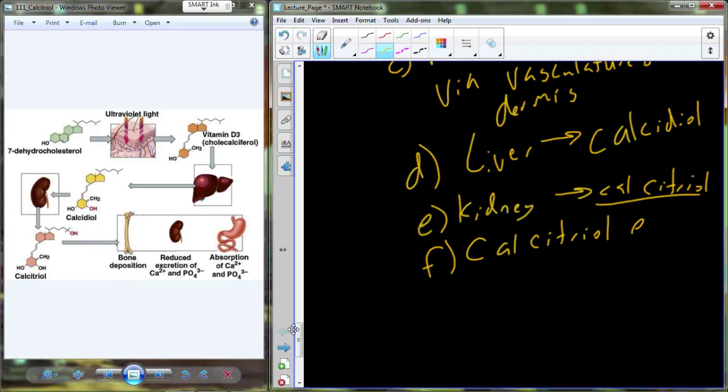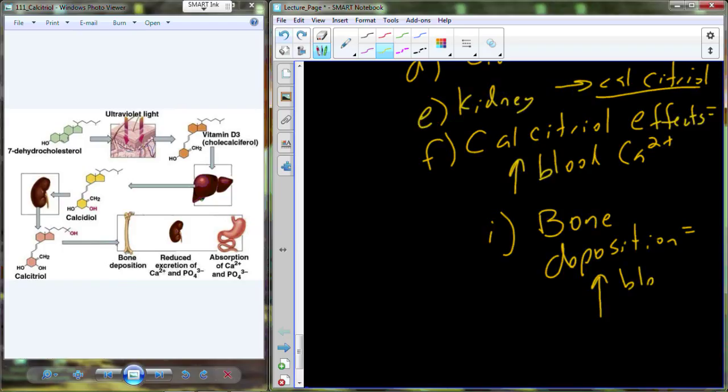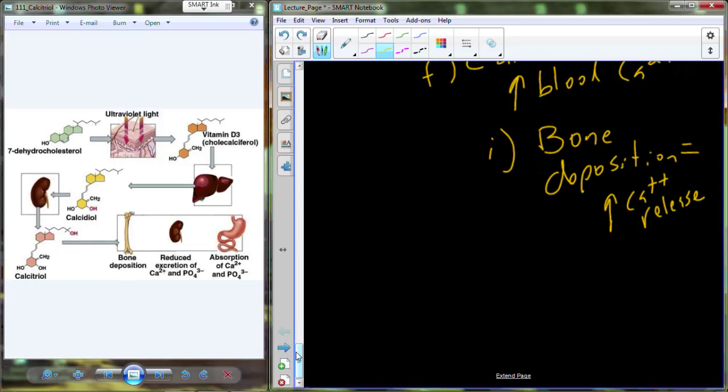So we generate calcitriol, and the effects of calcitriol, sort of the overall 300,000-foot view take-home message, is that calcitriol results in an increase in blood calcium. Now, the way that increased calcium is going to be achieved is because calcitriol affects the rates of bone deposition. So we're going to modify bone deposition. And really what's going to result here is an increase of calcium being released into the blood from the bone. So an increase in calcium release. So blood calcium levels begin to go up because we're taking that calcium out of the bone.